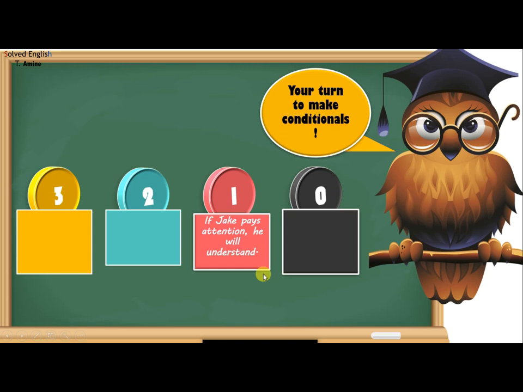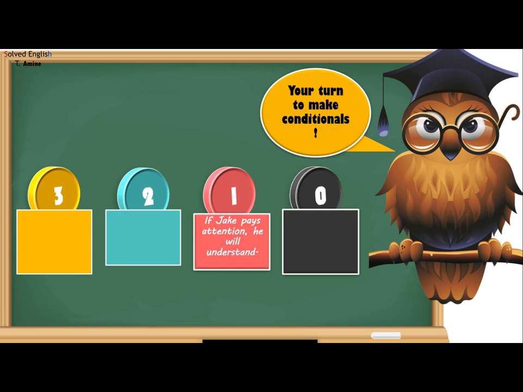Now, just to remind you of the uses, conditional type 0 is always true. Conditional type 1, it is possible to happen in the future. For conditional type 2, it is a very improbable or impossible situation. For conditional type 3, we know that it didn't happen. It's totally imaginary. Are you ready to check your answers?